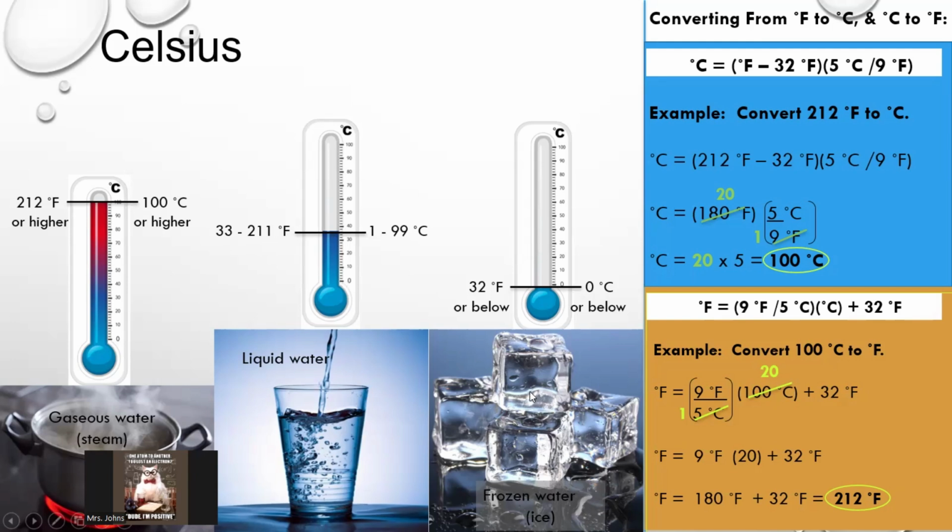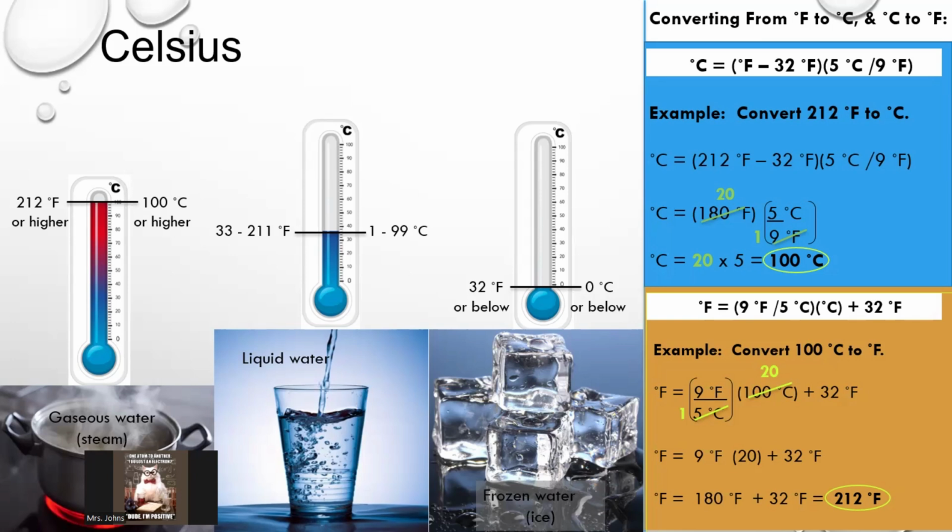Now, frozen water or ice: water will freeze if it's below 32 degrees Fahrenheit or below 0 degrees Celsius. So anything below there will give us ice. Now we need to know how to convert between temperatures. We may be given Fahrenheit and need to change it to Celsius, or maybe we have a Celsius temperature and we need to know what temperature that would be in Fahrenheit.